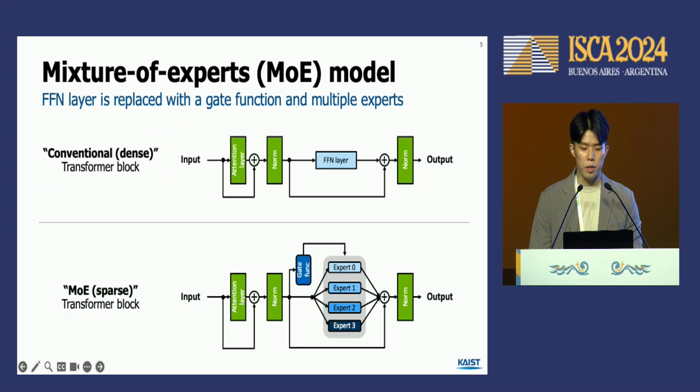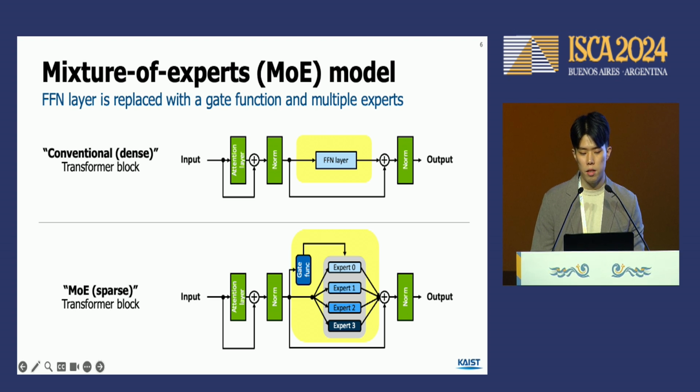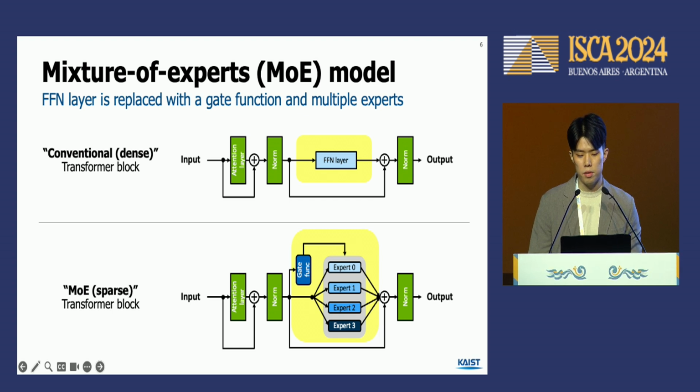In this figure, we compare the model architectures of the conventional dense transformer and the sparse MoE transformer. The only difference between these two transformers is the FFN layer. The MoE transformer replaces the single FFN layer with a gate function and multiple experts, each having the same dimensions as the conventional FFN layer. In this example, we adopt only 4 experts, but in general, the number of experts can range from 8 to several hundreds.